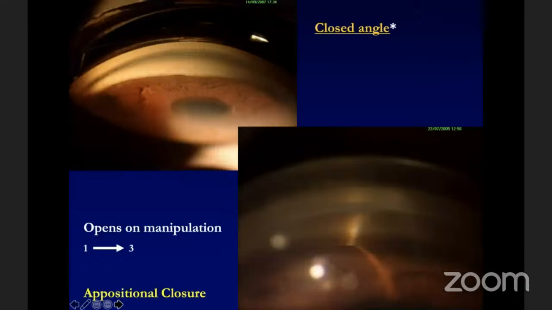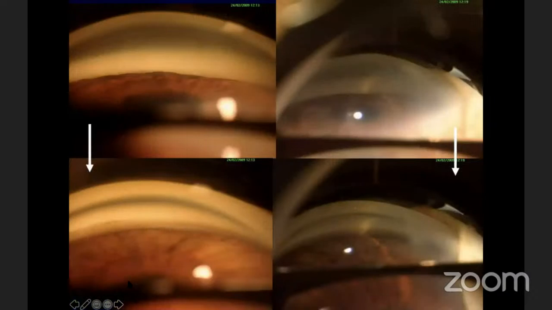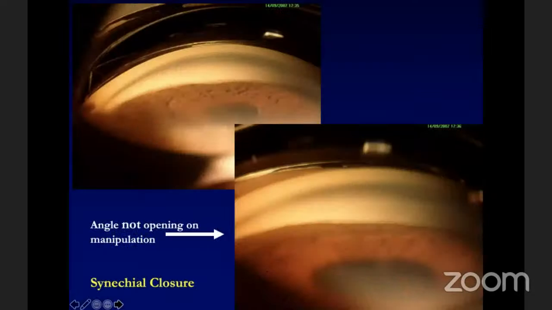You can see in primary position, the angle structures are not visible, the angle is appearing closed. But when you manipulate the gonioscope, now you can see the trabecular meshwork and the scleral spur has become visible. So that denotes this was an appositional angle closure which opens up on manipulation. Again, the angle is appearing closed in the primary position, and on manipulation you can see the angle has opened up. So this is what is being done with the Goldmann type lenses.